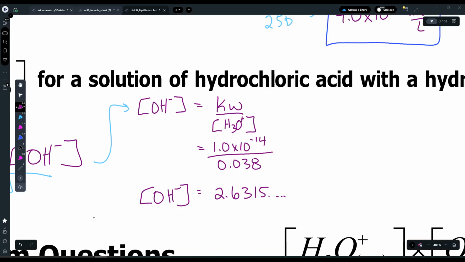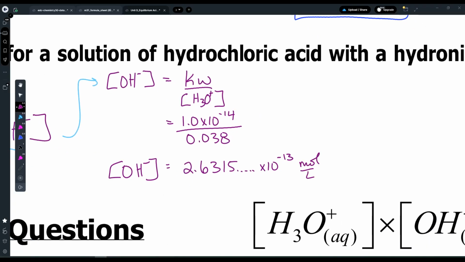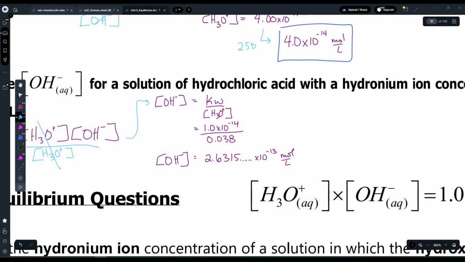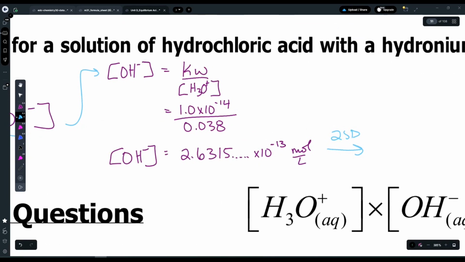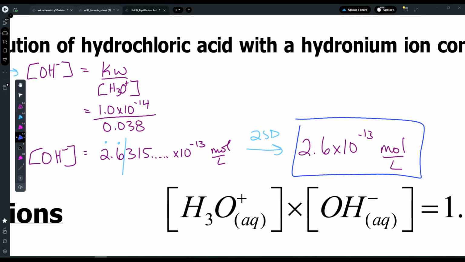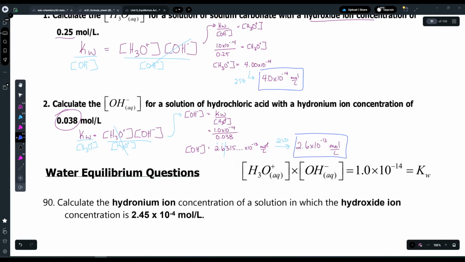Oftentimes people will forget the times 10 to the power of whatever after the number, so make sure to watch out for that. And this is moles per liter. This value has 2 sig digs, so I have to put my number in 2 sig digs. So if I count from the left, 1, 2, there's my cutoff line. So 2.6 times 10 to the power of negative 13 moles per liter. That would be the concentration of hydroxide.